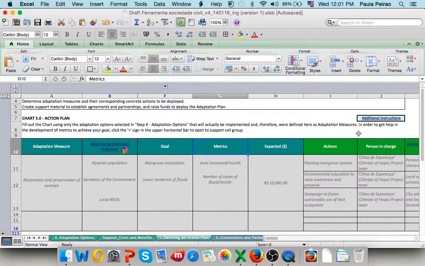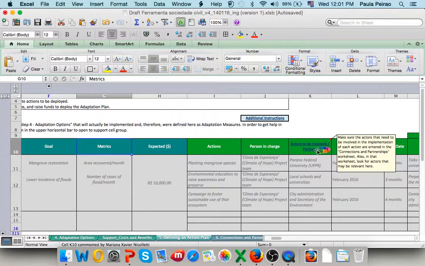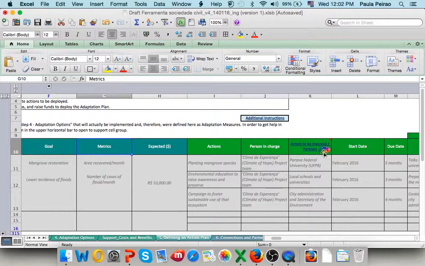In the second part of the table, the actions needed to put the selected adaptation measures in practice are detailed. Come up with very practical and detailed actions. Who will be responsible and what stakeholders need to be involved? For this, refer back to Step 6 of Connections and Partnerships, where the key stakeholders have been mapped during the entire planning process. Finally, set a detailed schedule of activities.